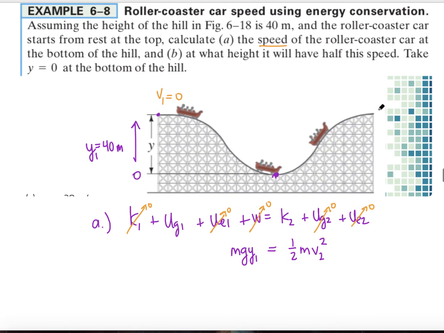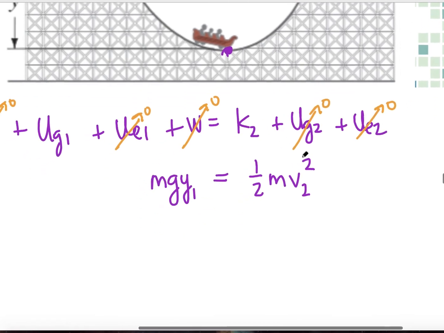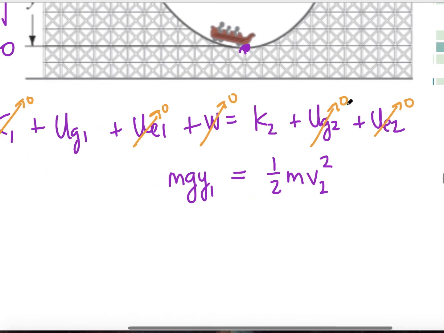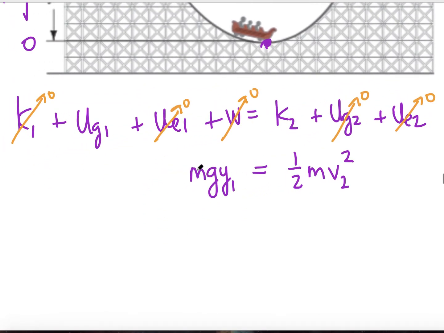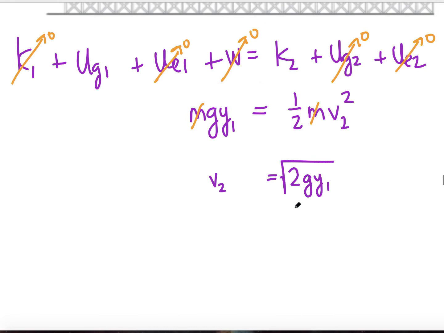So let's zoom in. Now we have a case where mass is in both terms, so let's get rid of that mass. And let's solve this for V2. So I'm going to move it to the left. I'm going to multiply by 2. So I have 2 times g times y1, and then I'm going to square root. So my velocity 2 is just 2 times g times y1 all square rooted.